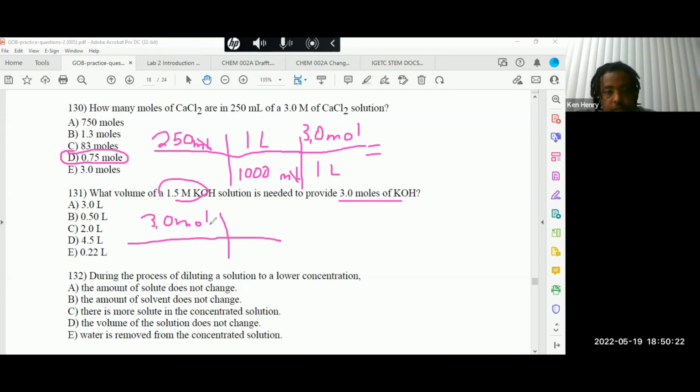This means 1.5 moles over 1 liter. Then we flip that around, right? So then we end up with 2.0 liters. Oh. That's correct, Robin. Okay. So that's how you're going to use your concentration.